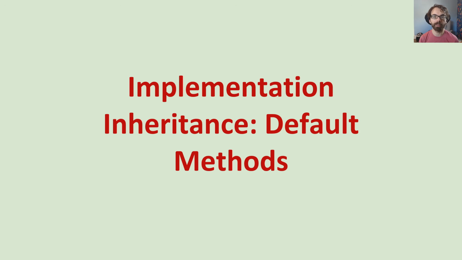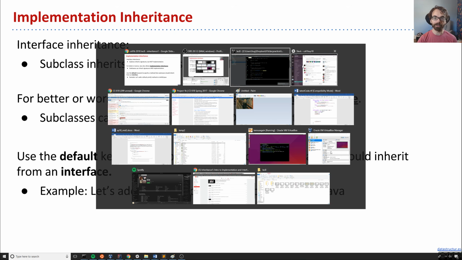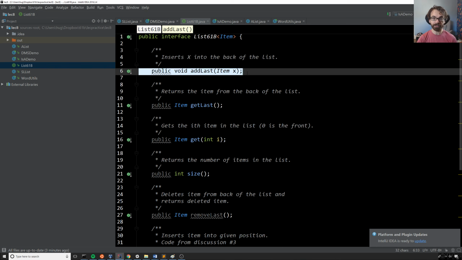Let's talk about another type of inheritance that is related, but spiritually really quite different. This new type of inheritance is called implementation inheritance. What we saw before was interface inheritance. In that approach, the subclasses get the signatures of the methods, but they don't get any actual code. If we look at the List61B interface, we have a signature, but no code.